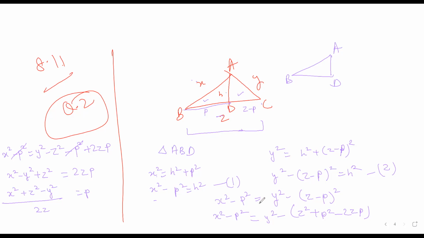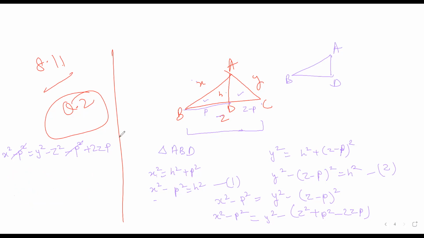Yeah, the last, okay, z squared minus p squared, that's for h squared, and that means that y squared minus z squared plus p squared minus 2zp is just h. One second, one second. Let's keep it till here only first. Now please ask your question.